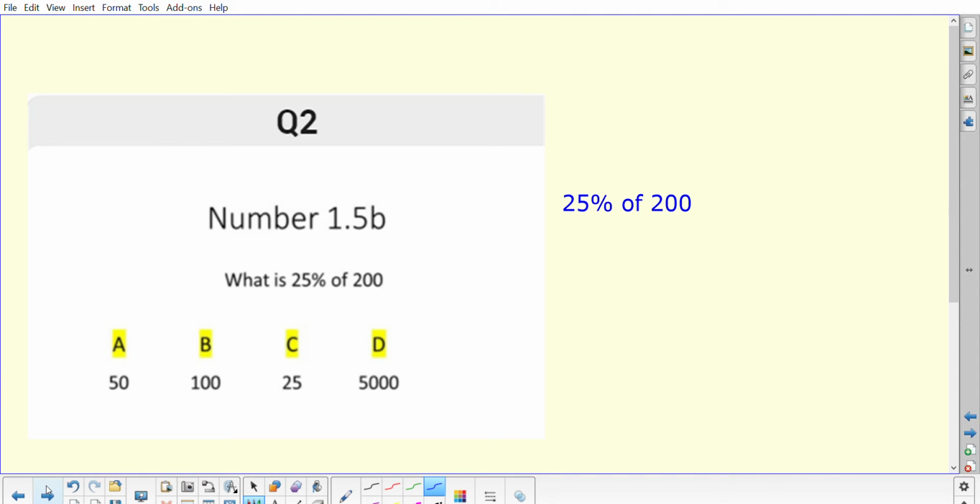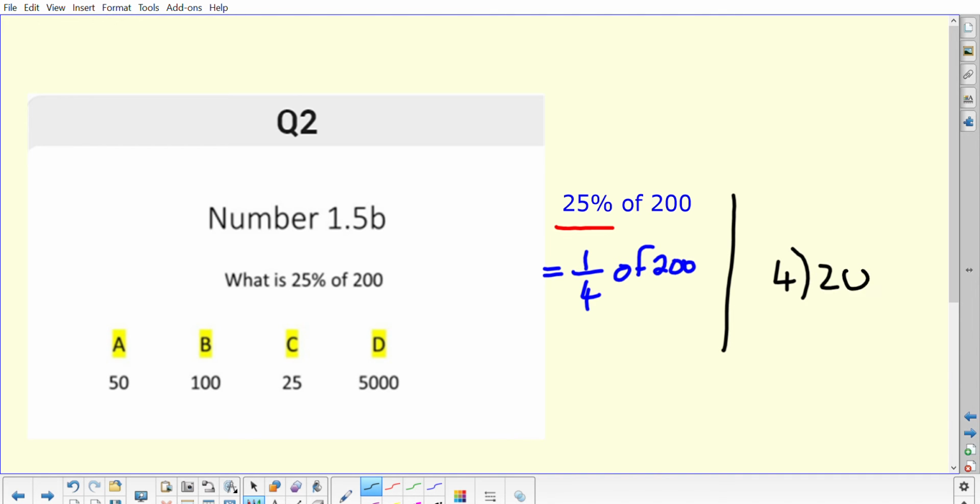For question two, you're working out 25% of something. And again, you've learned that 25% is the same as the easy fraction 1/4. And 1/4 of something means that you are dividing by 4. So you will have to do a little into. So 4 into 200.